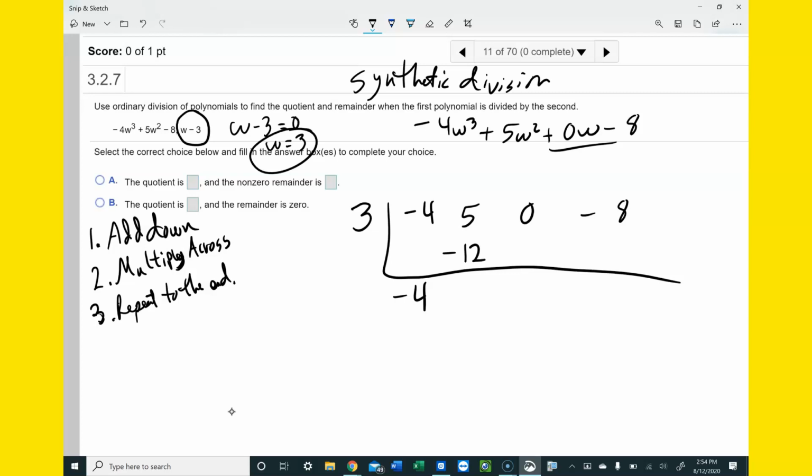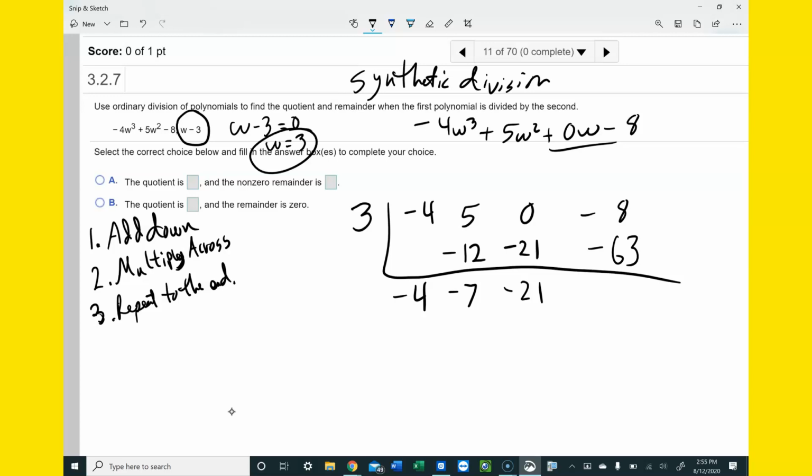And then I repeat that same process. Add down. What I mean by that is take the 5, add it with what's below it, the negative 12. 5 plus negative 12 is negative 7. Then I do the second step again. Multiply across. I take the 3 that's out here on the left, multiply it by the last number I wrote down here below the box, and write it below the next number. 3 times negative 7 is negative 21. And you continue on with that process. 0 plus negative 21 is negative 21. 3 times negative 21 is negative 63.